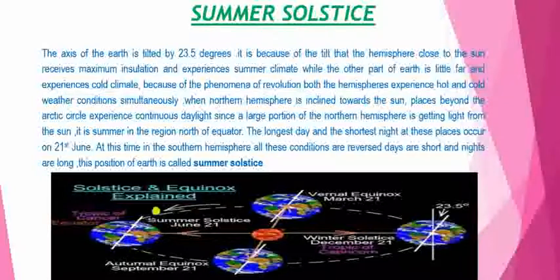When the northern hemisphere is inclined towards the Sun, the places beyond the Arctic Circle, that is this, beyond the Arctic Circle, experience continuous daylight, since a large portion of the northern hemisphere is getting light from the Sun. It is summer in the region north of the equator, that's in the northern hemisphere, as I said earlier. The longest day and the shortest night at these places occur on 21st June.